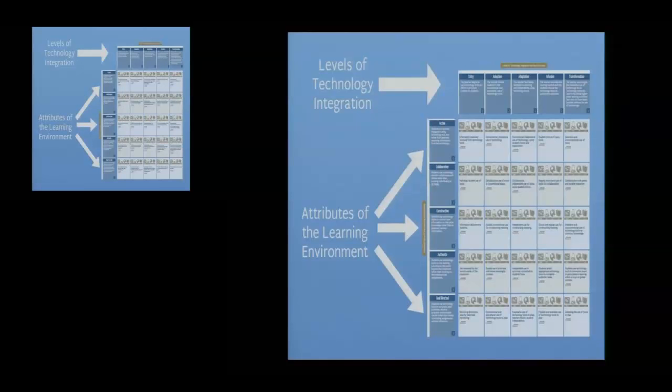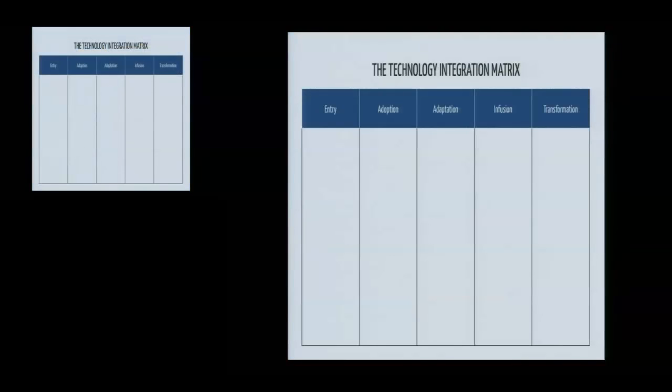So to start with, let's talk about those 5 levels. The levels are entry, adoption, adaptation, infusion, and transformation. The levels were adapted from the ACOT studies, and they've been described in further detail as a result of the observations, the interviews, and the survey work that we've done here in Florida schools. These 5 levels represent a continuum of technology use.